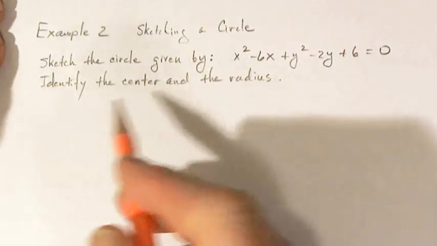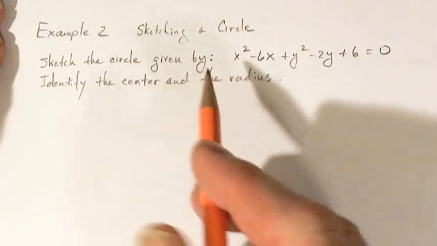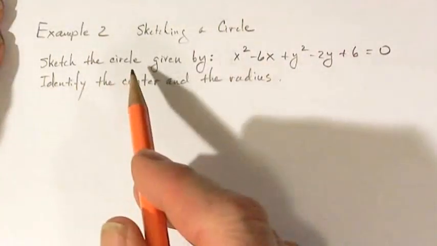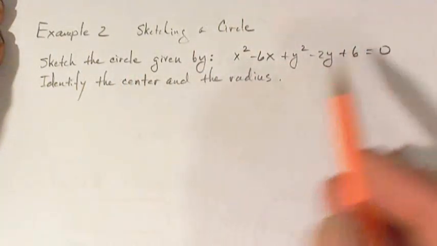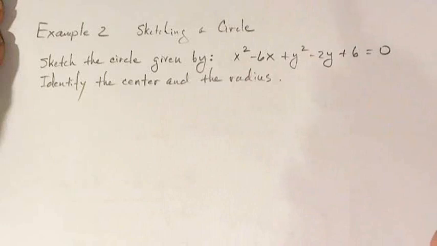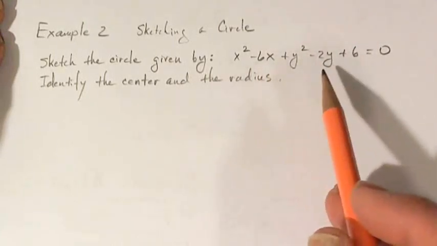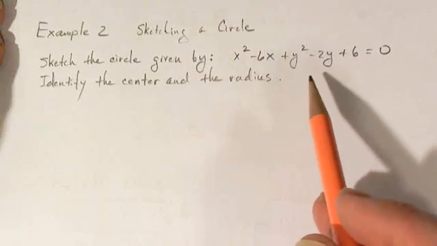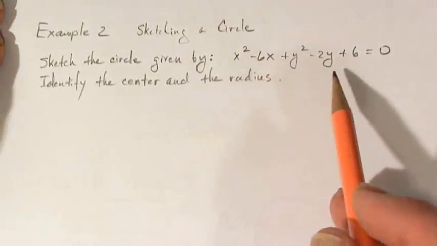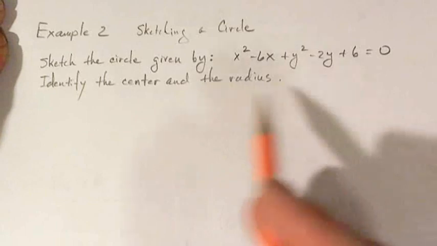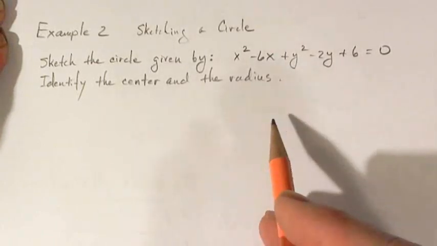Another problem you might be expected to do with circles is to sketch a circle given the equation and identify the center and the radius. Well, the first thing to notice about this is it's not in standard form, so we can't even figure out the radius by looking at it. So let's get to work putting it in standard form.